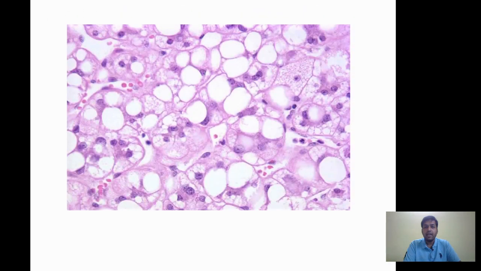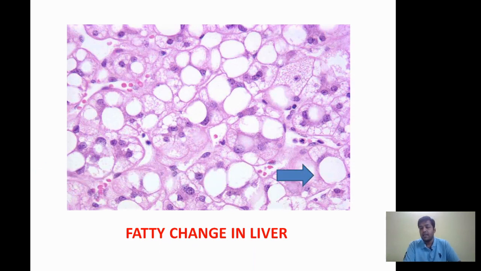Let us look at one diagram. So this is the diagram. This is how fat accumulation will look like. If you see, there are multiple clear spaces, intracellular vacuoles, and you see over here how the intracellular vacuole has pushed the nucleus towards the periphery. This is called fatty change, and the most common organ which is involved is the liver.